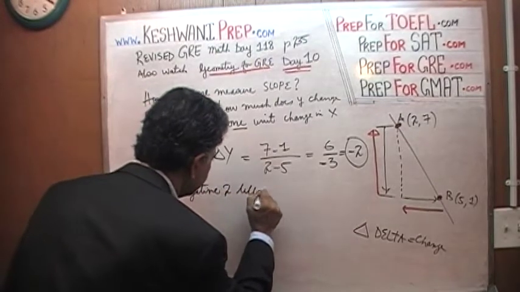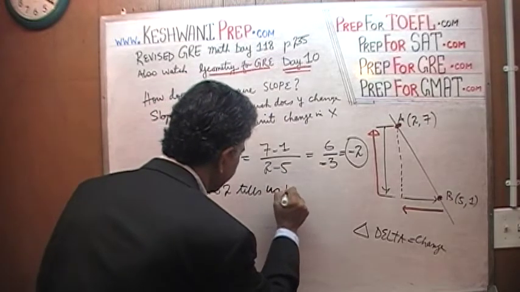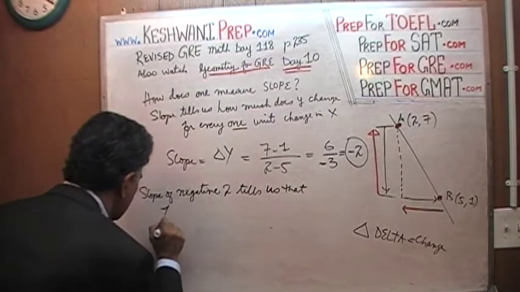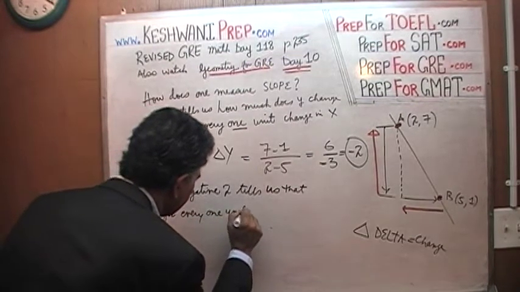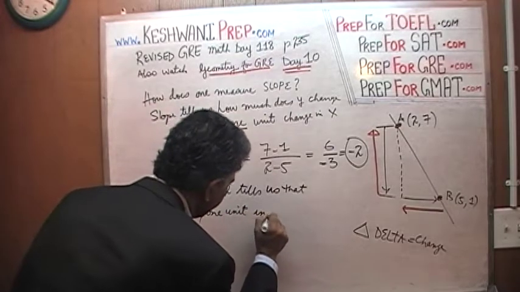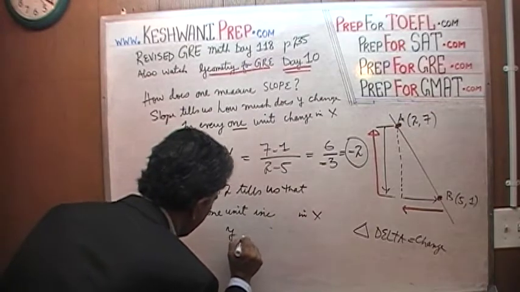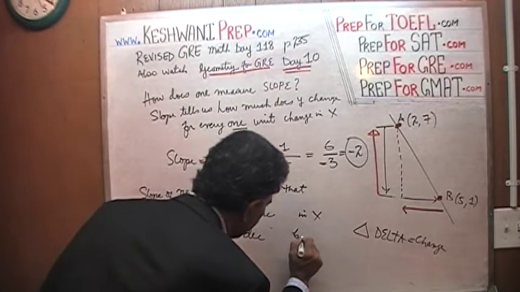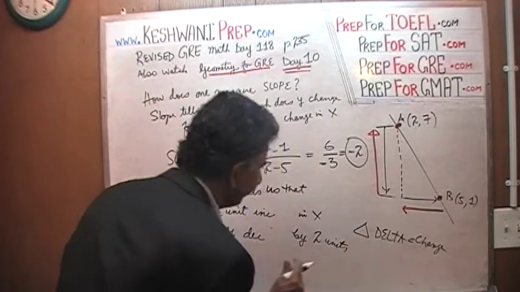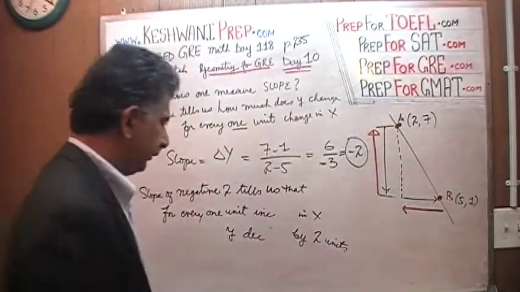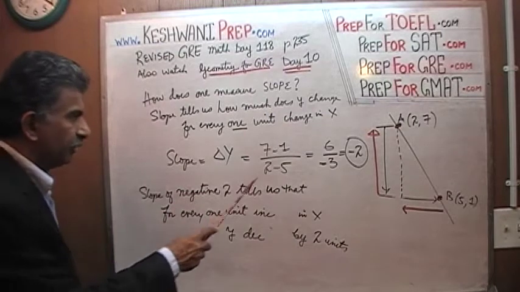tells us that for every 1 unit increase in x, y decreases by 2 units. I'm going to read it one more time here. What it says, slope of negative 2, slope of negative 2, which we just found here.